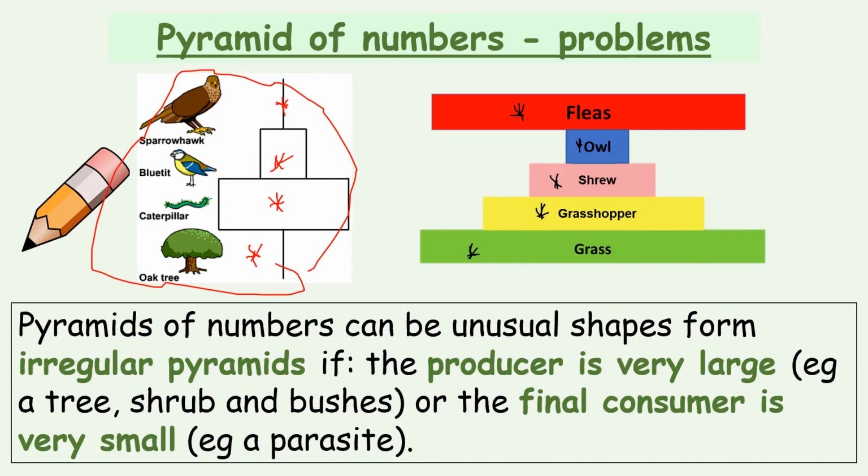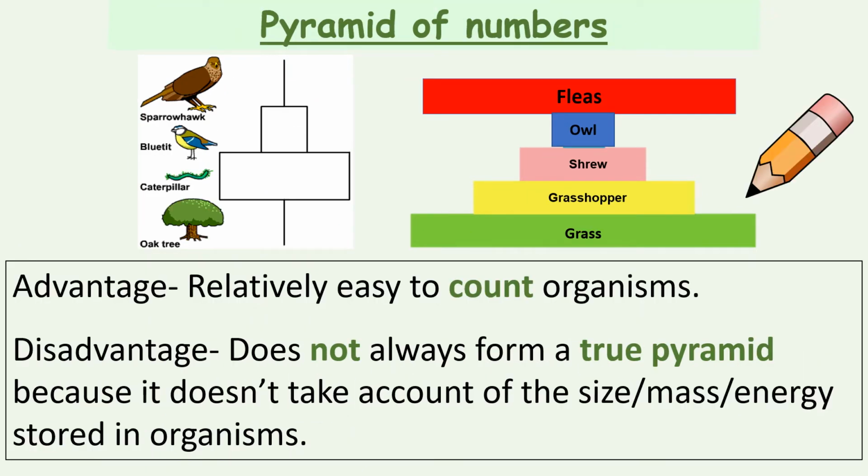So make sure you understand pyramids of numbers, you understand when they're going to be an irregular shape, and you understand the definition of it. The advantage of pyramid of numbers is that it is relatively easy to count organisms. The disadvantage is that it does not always show a true pyramid shape because it does not take account of size, mass, or energy stored in an organism. So pause the video and try to learn the advantages and disadvantages of pyramid of numbers before you move on.